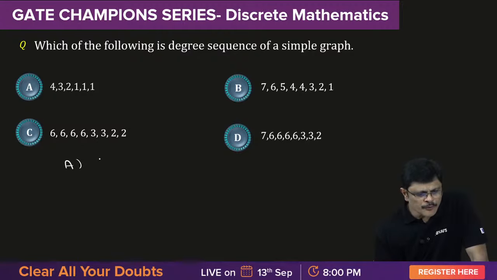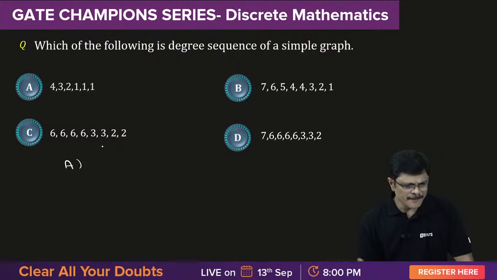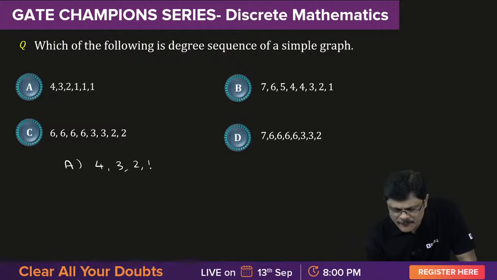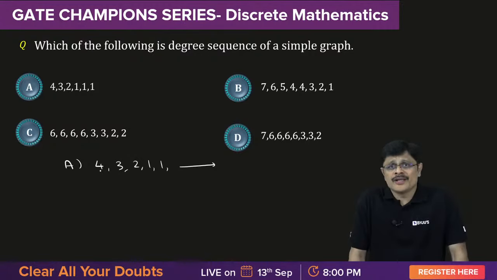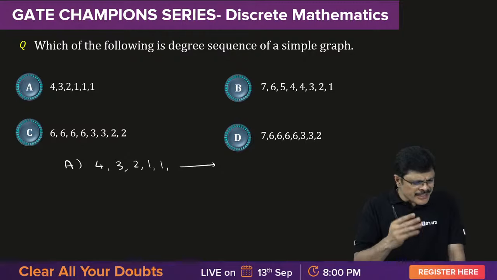Let me solve this problem. First one, 4, 3, 2, 1, 1. What we do is we start with the highest, and we write that in non-increasing order, that is decreasing order with equal fellows together.